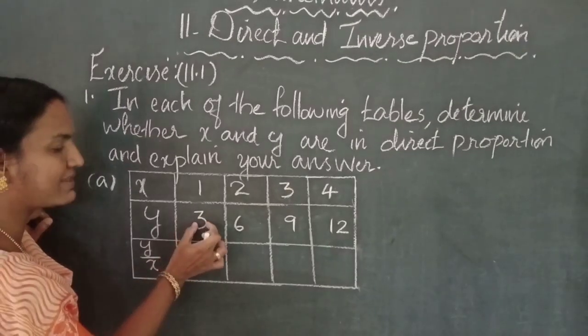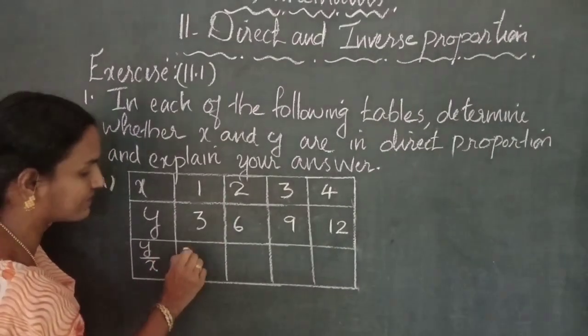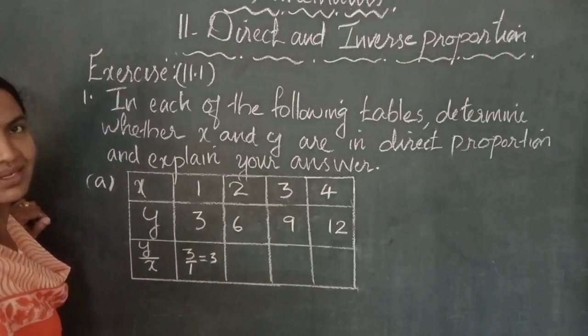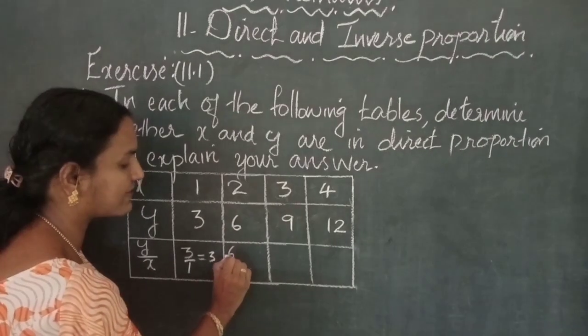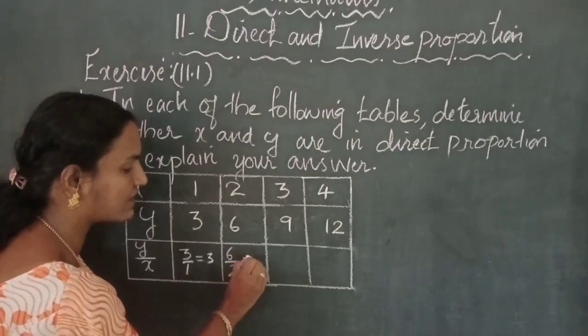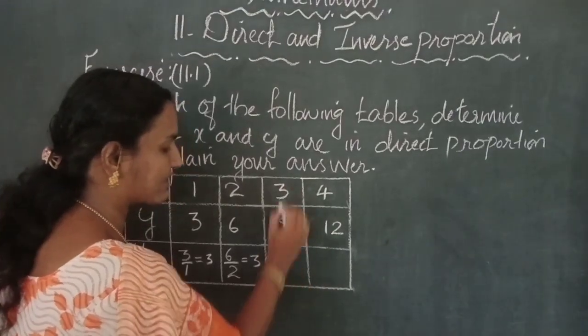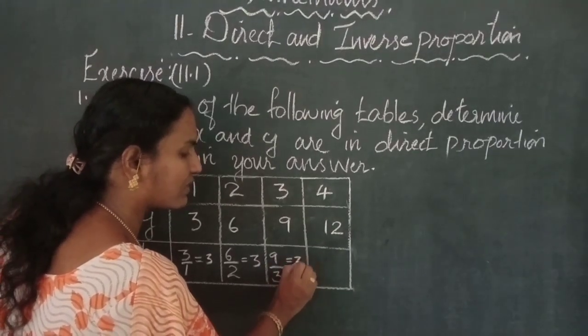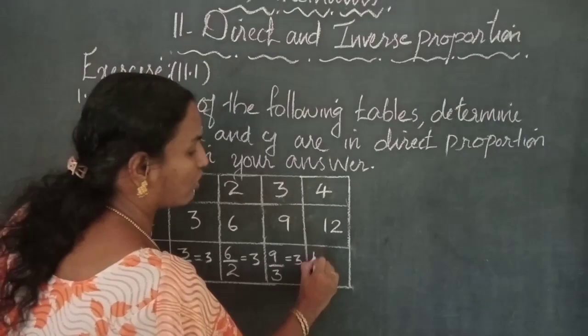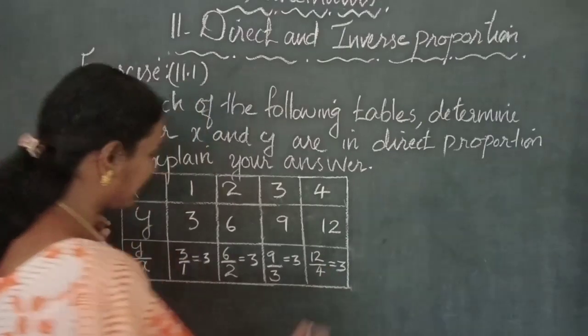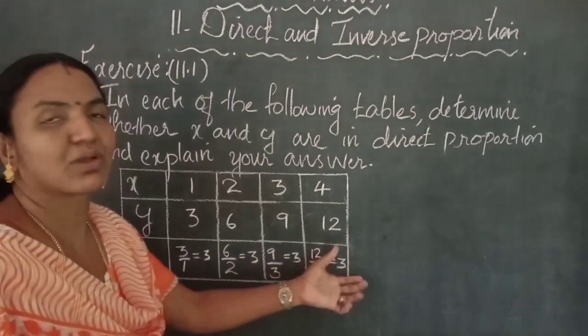So here the value of y is 3, x is 1. So 3 divided by 1 is 3. Here 6, so 6 divided by 2 is equal to 3. Then the third one, 9 divided by 3 is equal to 3. Then 12 divided by 4 is equal to 3, since 4 3s are 12. So y by x is a constant.